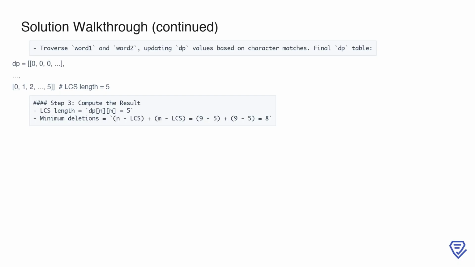After processing all characters, the final table shows an LCS length of 5, which represents the longest subsequence shared by both strings. Using this LCS length, the minimum deletions are calculated as n minus LCS plus m minus LCS equals 9 minus 5 plus 9 minus 5 equals 8. This means 8 deletions are needed to make the two strings identical.